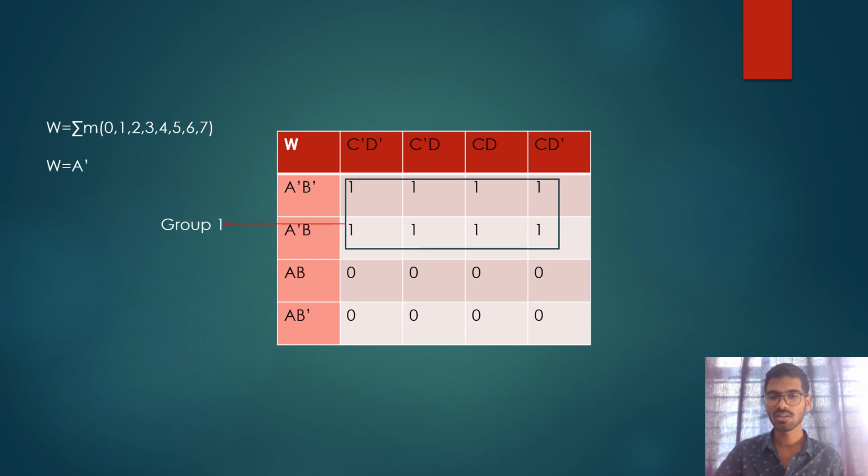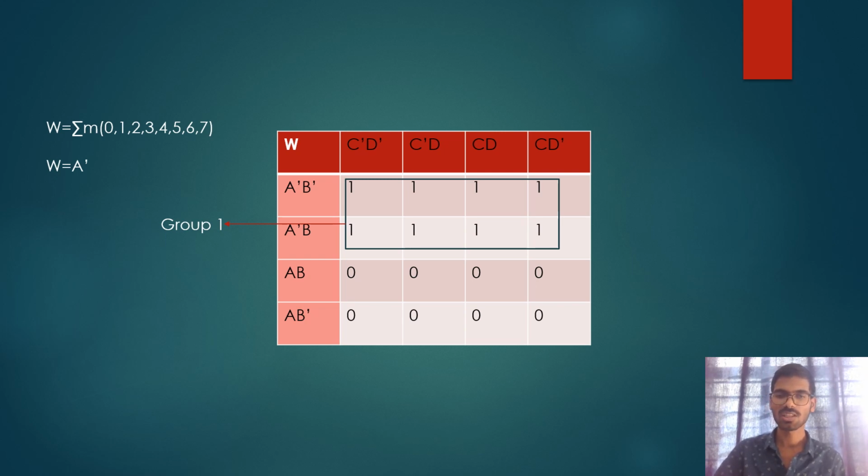How did we get this? We got it from the truth table. A bar B bar is nothing but 0 0. A bar B is 0 1. This is 1 1, and this is finally 1 0. Since K-map follows the Karnaugh method, the difference between each adjacent code is one bit: 0 0, 0 1, 1 1 and 1 0. Similarly, we get C bar D bar, C bar D, CD and CD bar.